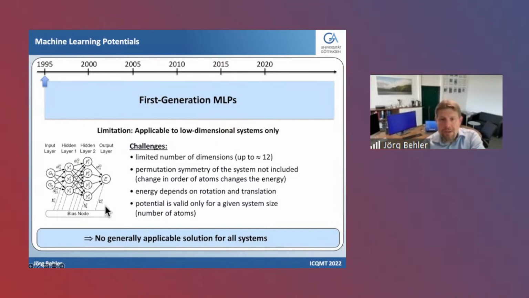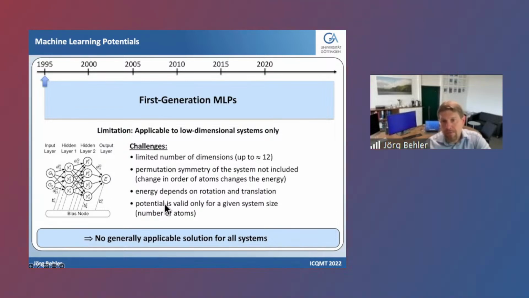More severely, from a conceptual side, it was very difficult in the early times to include the permutation symmetry of the potential energy surfaces. For example, if you have a water molecule with two chemically identical hydrogen atoms, and you exchange the order of the hydrogen atoms, then you still have the same water molecule with the same energy. But since all these weight parameters here are different, the order of the input coordinates matters. So whenever you change the order of the atoms, you would also change the energy of the system, which you don't want, of course.